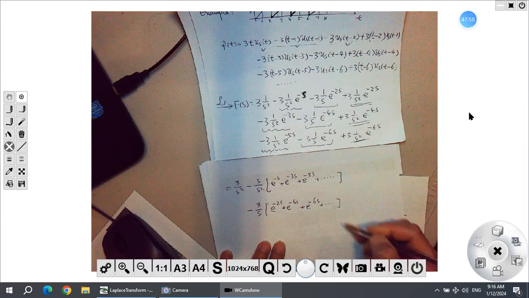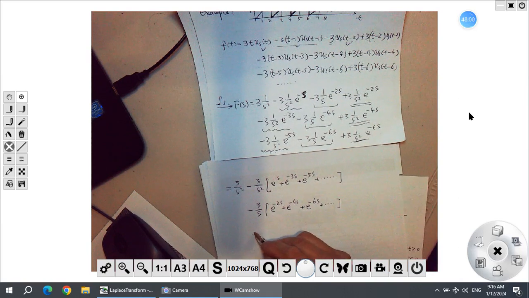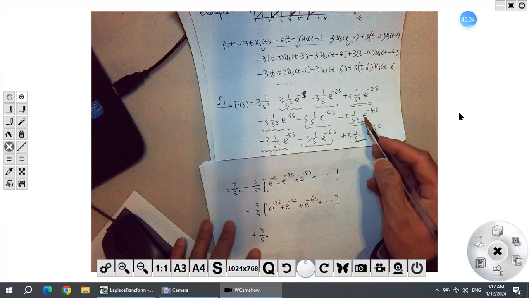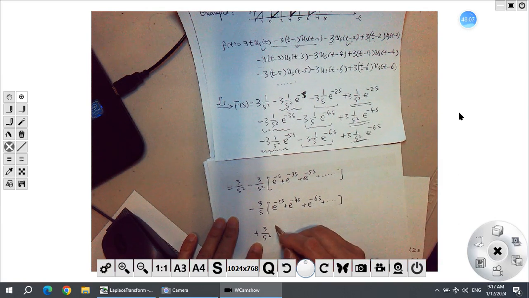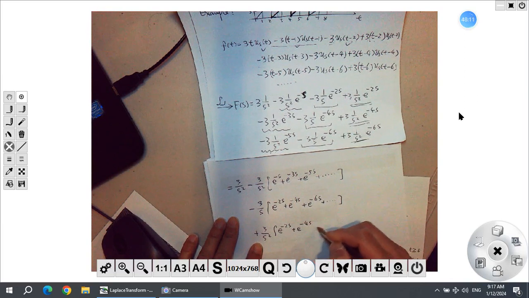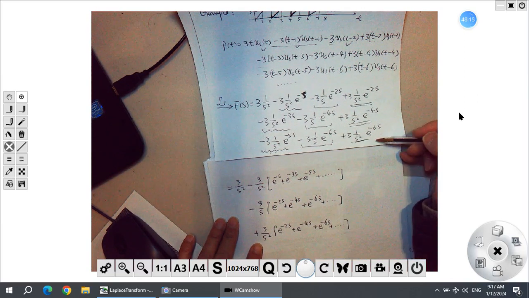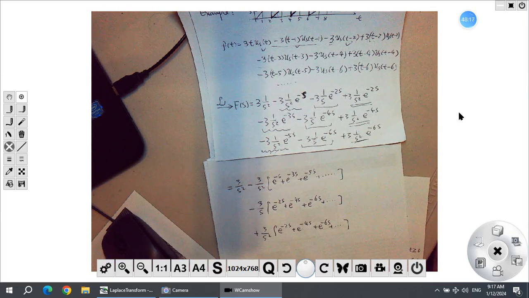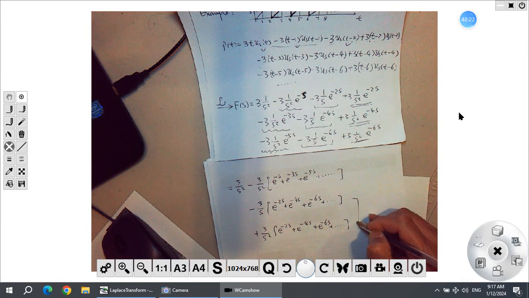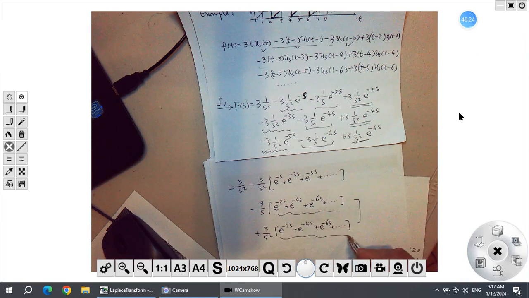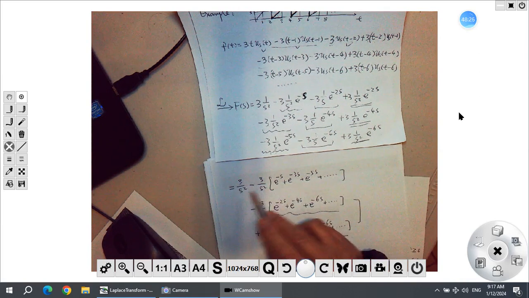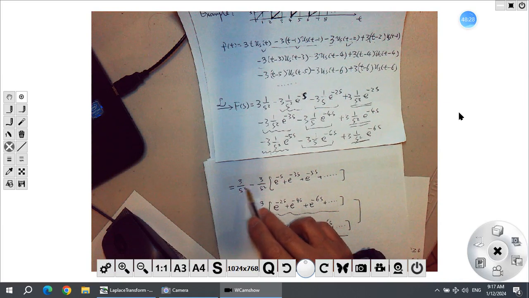And this one is plus 3 over s squared times e to the negative 2s plus e to the negative 4s plus e to the negative 6s plus, and so on. All of that, right? And these two can combine together, right? These parts are the same. And these two are the same. Maybe I can put 1 minus all of these.